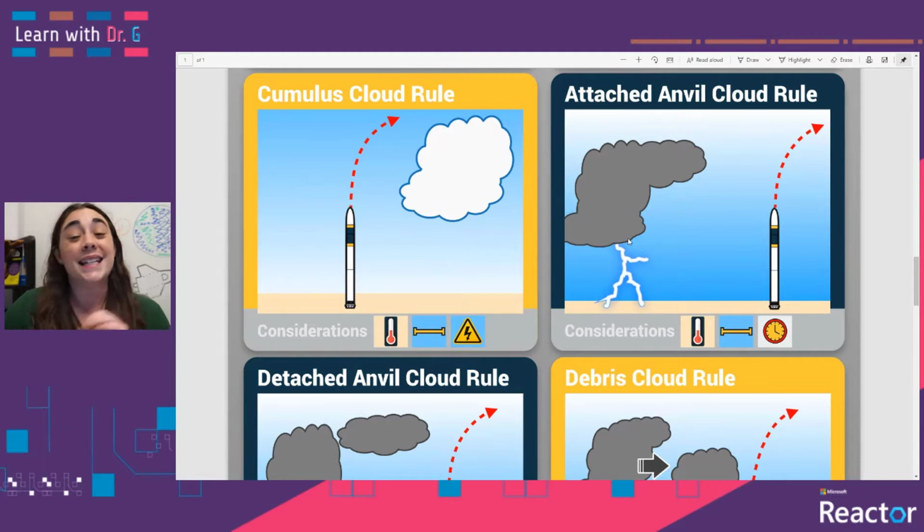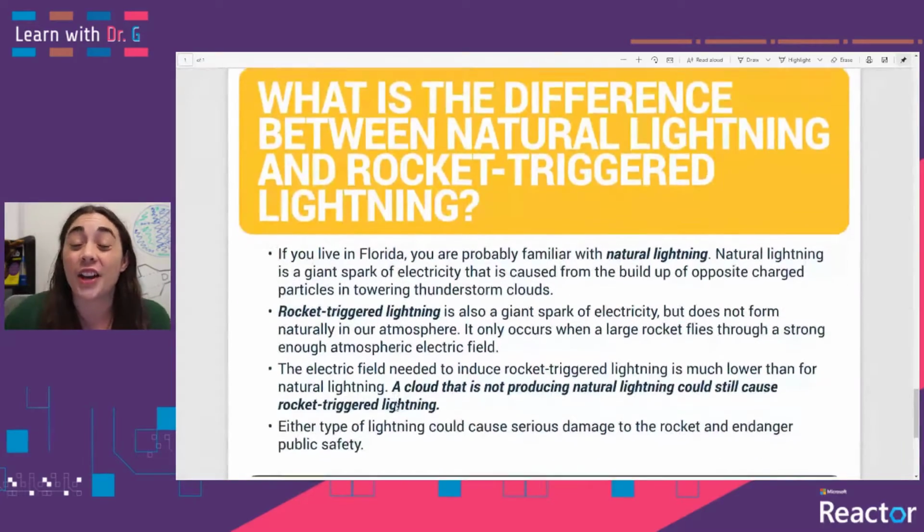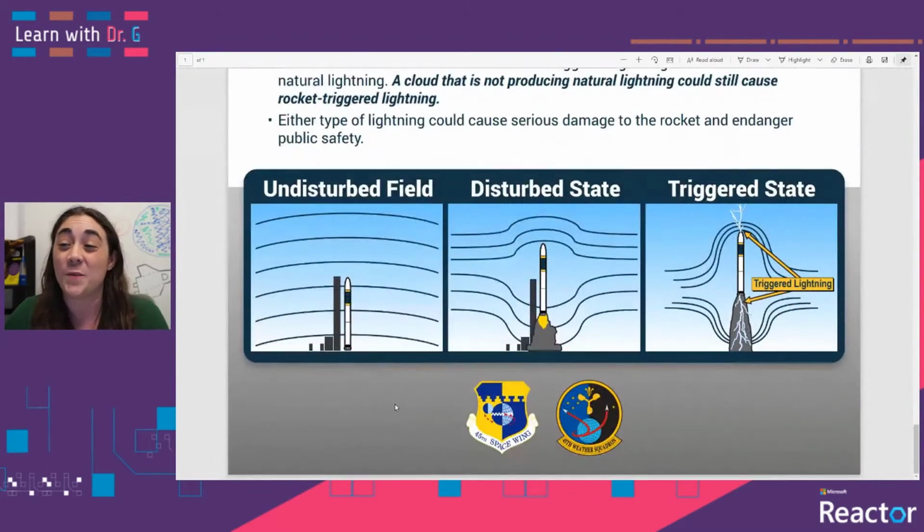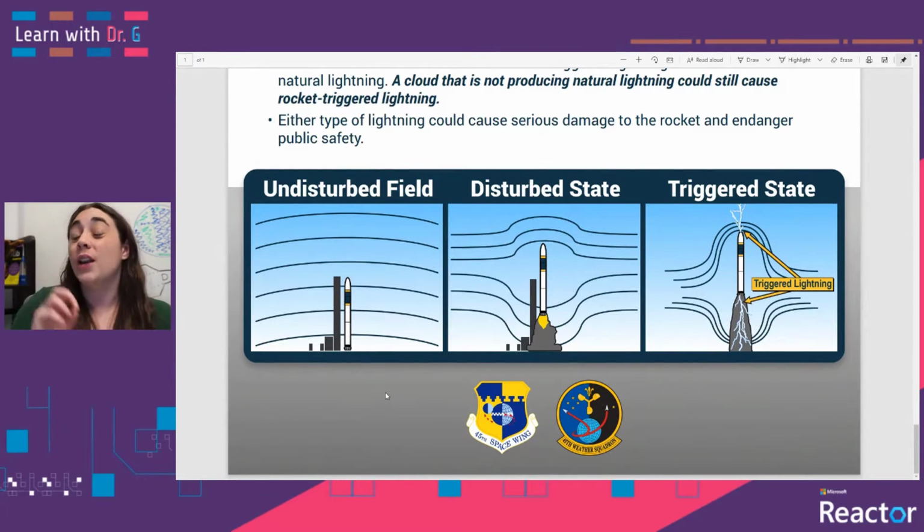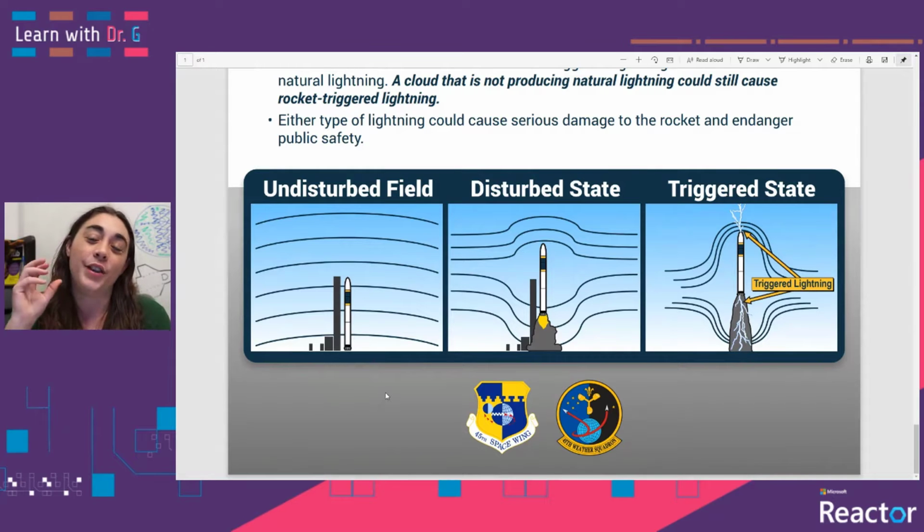For example, with an attached anvil cloud that is producing lightning, we also need to be taking into consideration the temperature of the atmosphere and not just how far away we are. And we need to make sure that the trajectory of our rocket is away from that anvil cloud. There are actually a lot of considerations that we need to take into account. And our biggest goal when we're thinking about clouds is to avoid rocket-triggered lightning that happens as a result of the rocket launching in a place where there are clouds.